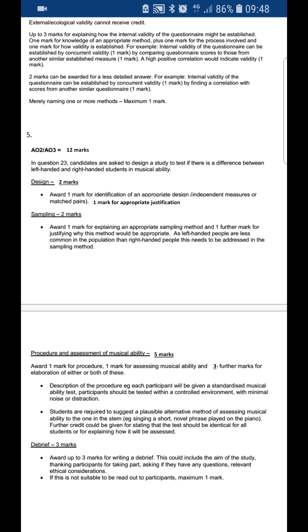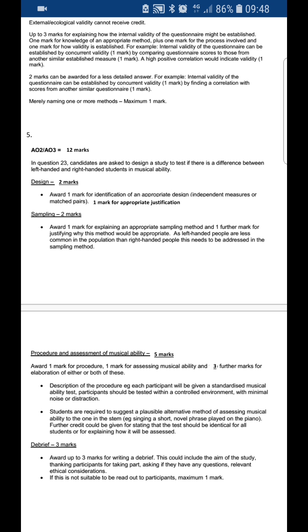So whilst I'm on that, it is just worth pointing out to you here that out of the 12 marks available, approximately half of them are for appropriate, relevant justification to the stimulus.